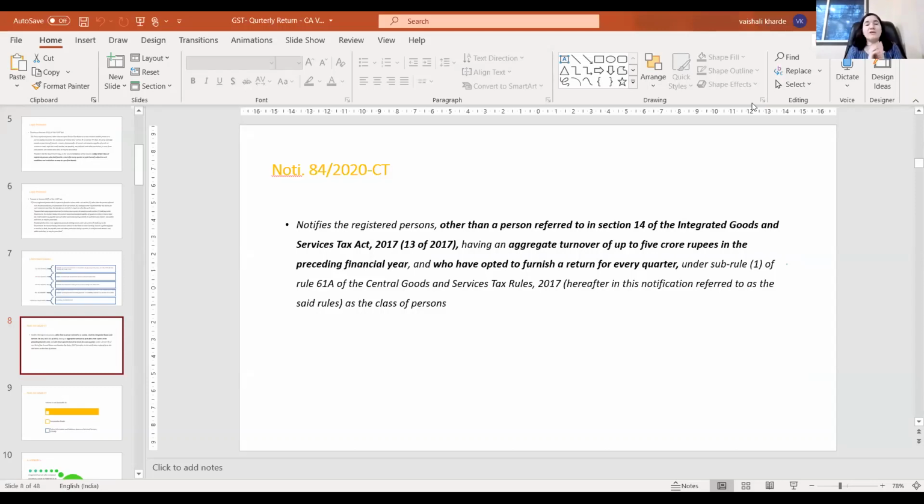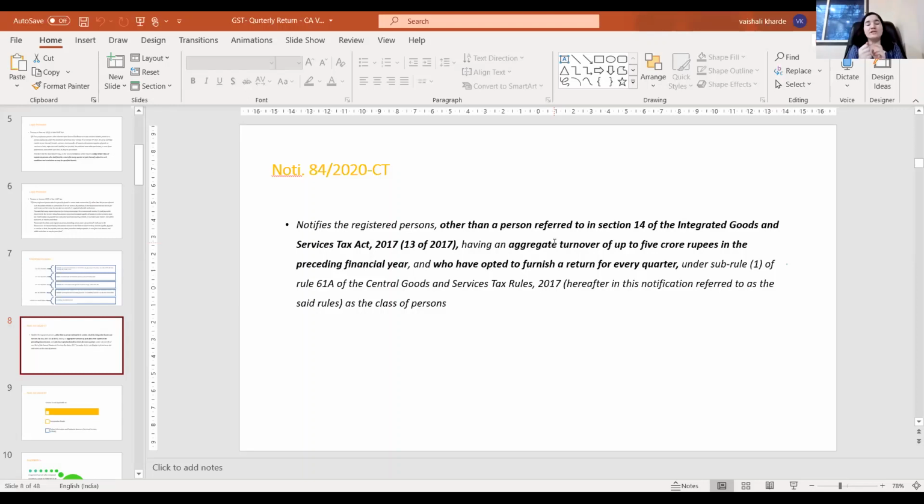Now, Notification 84 is the key notification, wherein it notifies the registered taxpayer, other than a person referred to in Section 14, having an aggregate turnover up to 5 crore rupees in the preceding financial year, and who has opted to furnish the return quarterly. That means for this scheme, two conditions are necessary. First, the aggregate turnover should be up to 5 crore.